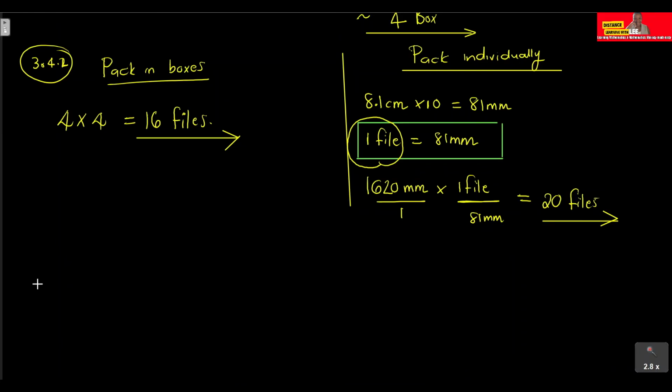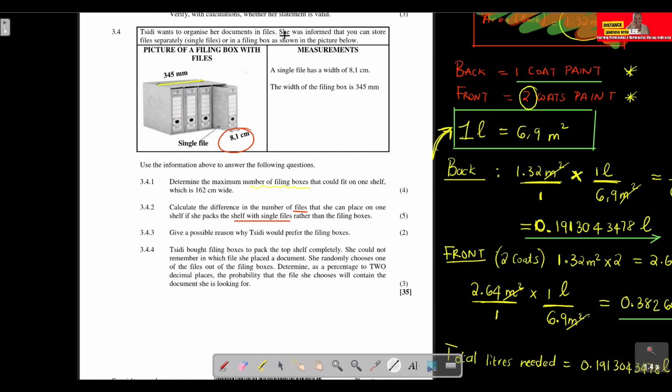Alrighty, the difference. They are basically saying that we are subtracting, so the difference will be equal to 20 files minus 16 files, which is equal to 4 files. Okay, that is the difference in the number of files that she can basically place. Okay, let us have a look at question 3.4.3.